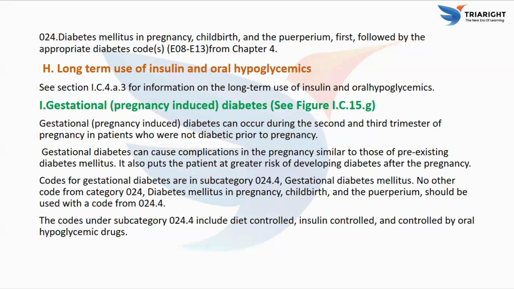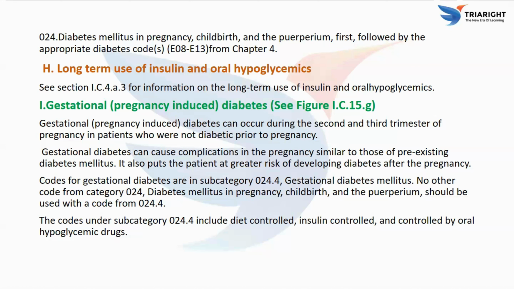So why do we add these codes? Because they show how the diabetes is being controlled through diet, insulin or medication, which affects the pregnancy management. Next is gestational, that is pregnancy induced, diabetes. What is gestational diabetes? Gestational diabetes is diabetes that starts during the pregnancy, usually during the second or third trimester. It happens in women who were not diabetic before the pregnancy.